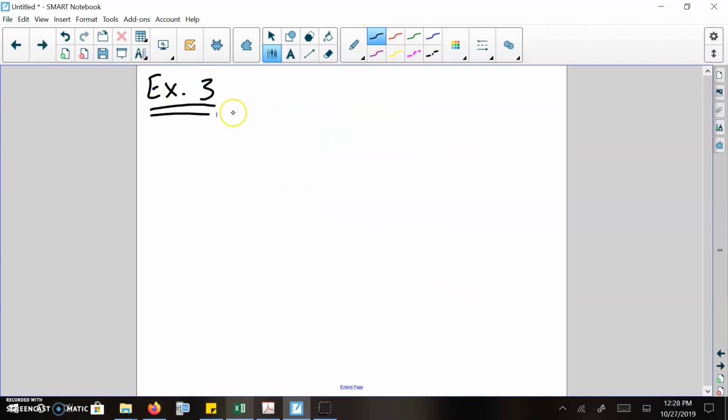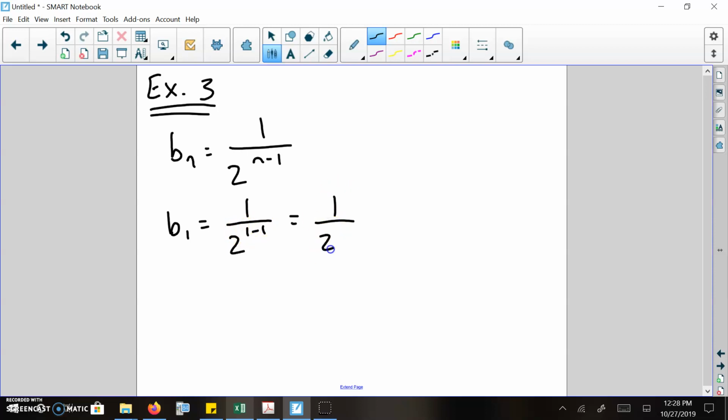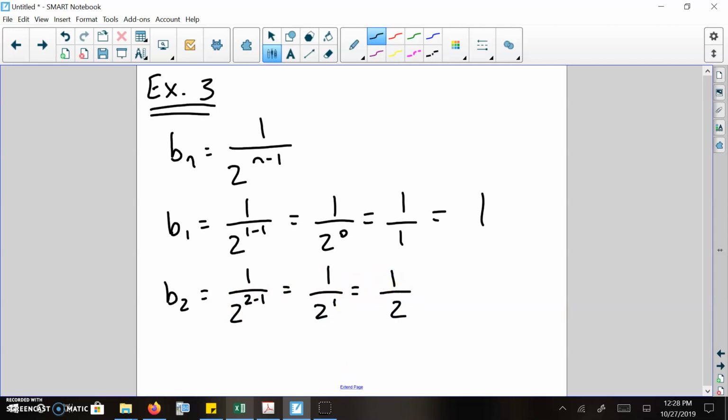Example 3. For this one, we've got b sub n equals 1 over 2 to the power of n minus 1. Alright, and again, like I said, start out with just plugging in 1 for n, and let's see if we can see a pattern after we do a few of these. Okay, so 1 minus 1 is 0, 2 to the 0 is 1. Okay, so 1 over 1 gives me 1. Alright, try b sub 2. I'm going to plug in 2 for n this time. 2 to the 1st is 2, so I get 1/2.